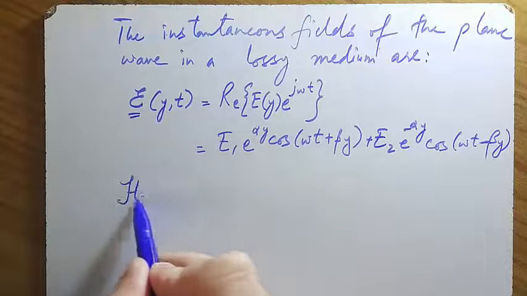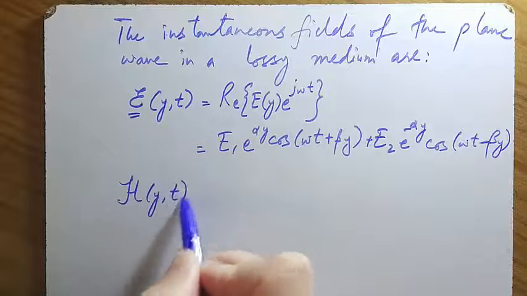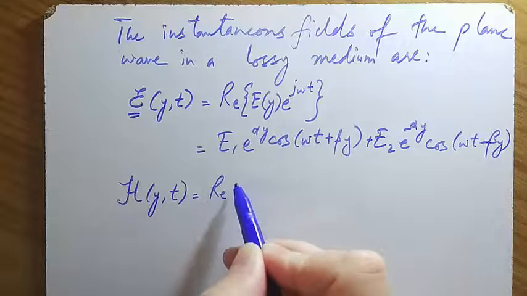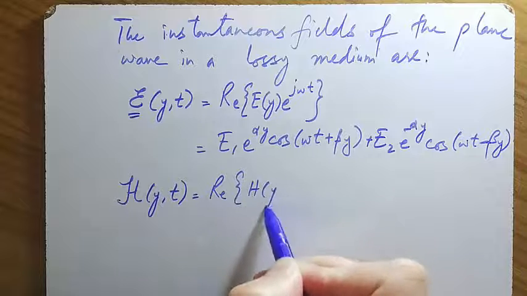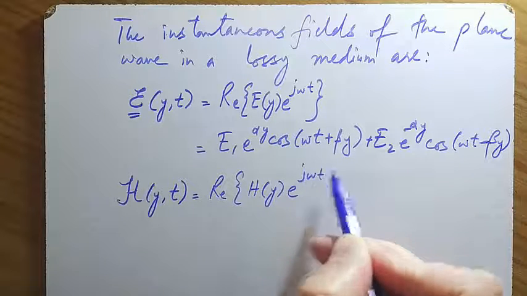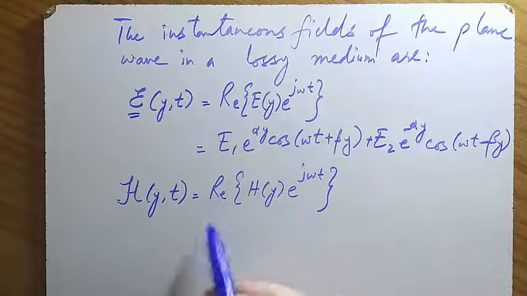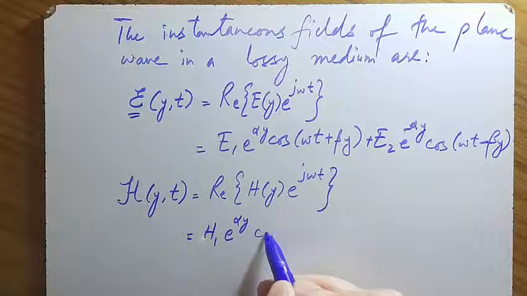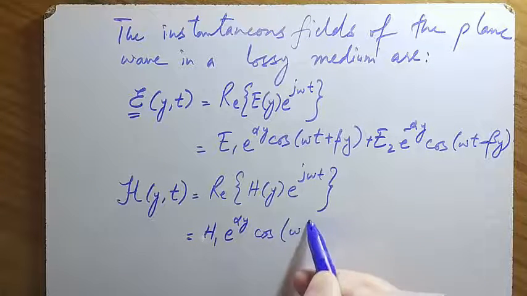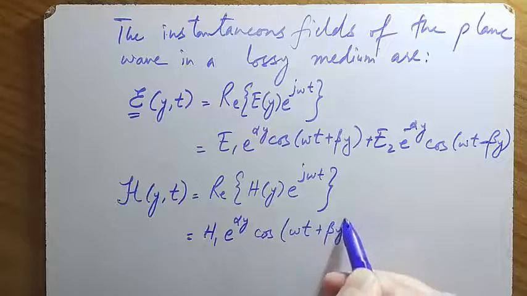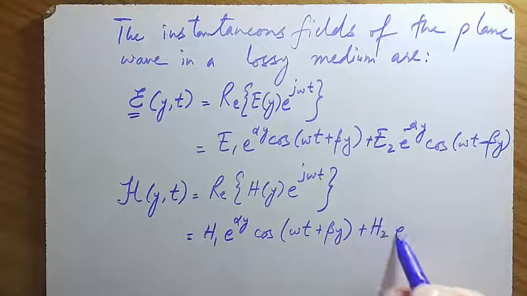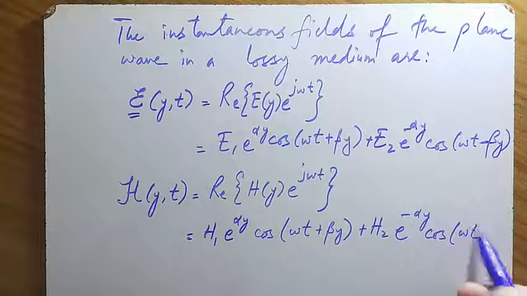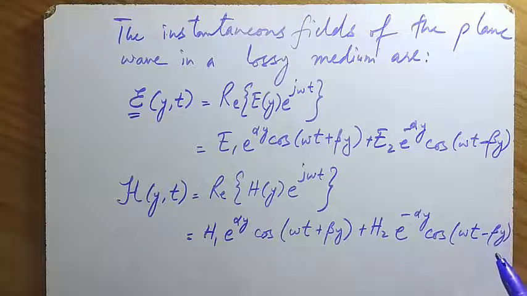Likewise, the magnetic field instantaneous form is real of H with respect to y e power j omega t. So just putting the value of H gives me H1 e power alpha y, the same way, cos(omega t plus beta y) plus H2 e power minus alpha y multiplied with cos(omega t minus beta y).